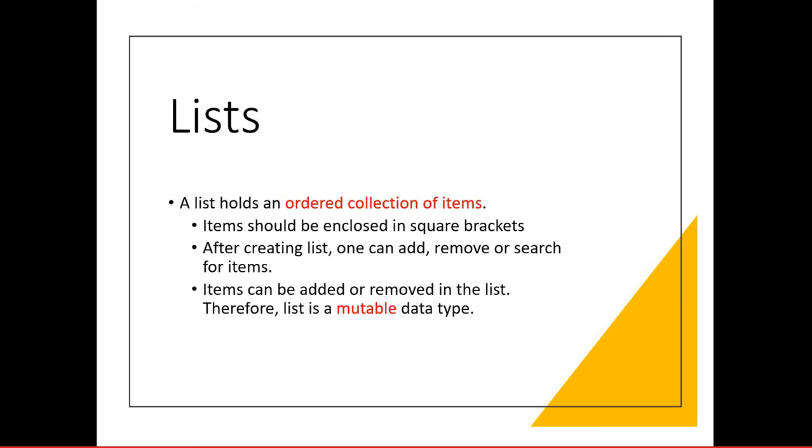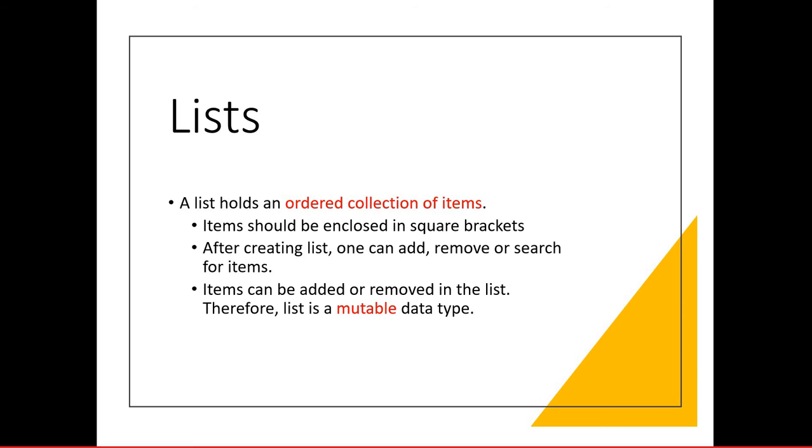So here are a few things you need to remember. When you talk about a list, it's an ordered collection. Ordered collection means you can identify the first item, second item, third item and so on. There's an order when you hold data with lists. That's the first thing. Secondly, you can create a list, for example an empty list. You can add, you can remove, or you can search for an item in a list.